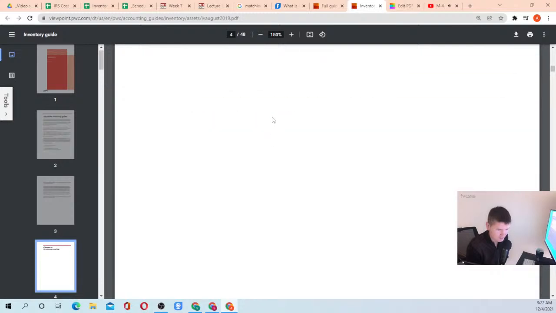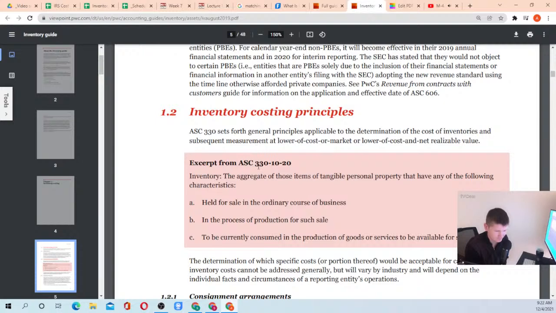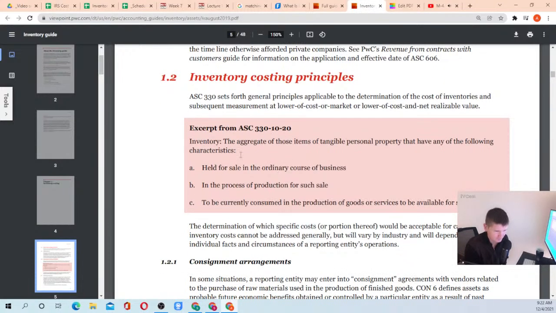Okay, so let's take a quick look at the inventory standard. We have a definition of inventory here, and these are basically the items which are held for sale in the ordinary course of business. For example, if you manufacture spare parts, they are your inventory. If you do house flipping or a construction business, houses can actually be your inventory.